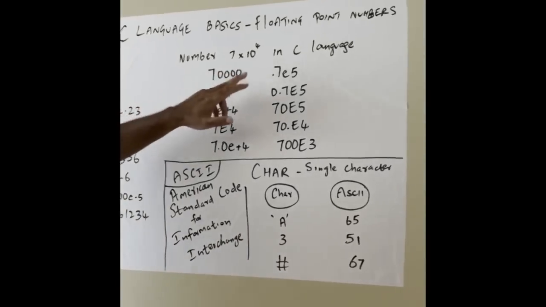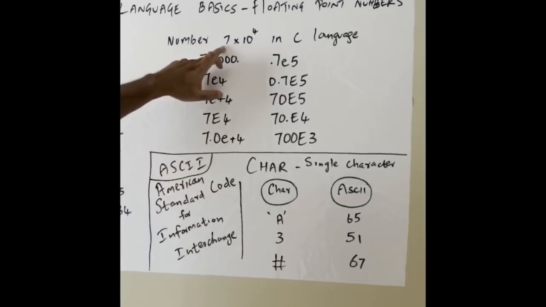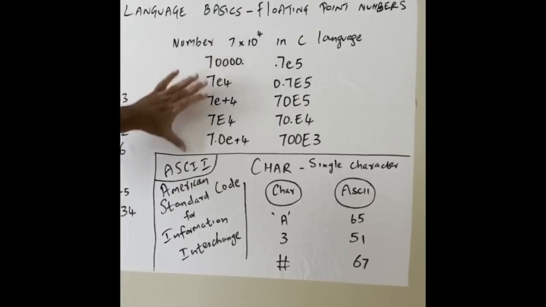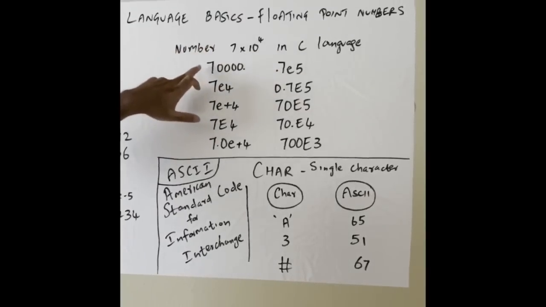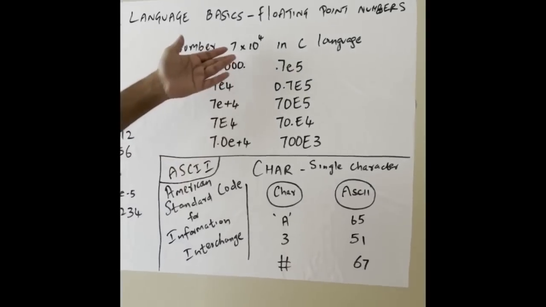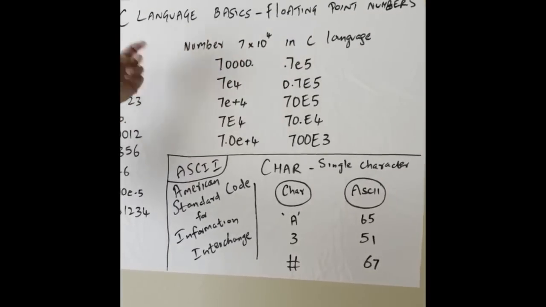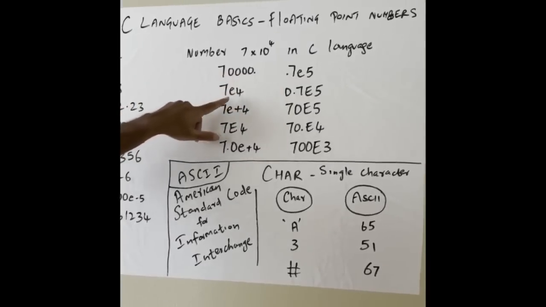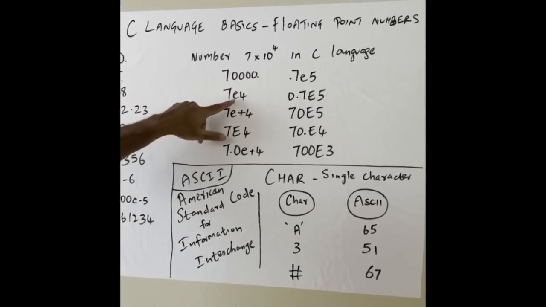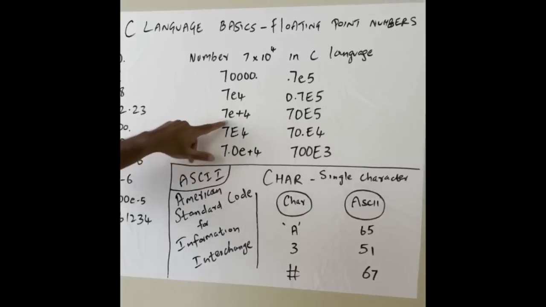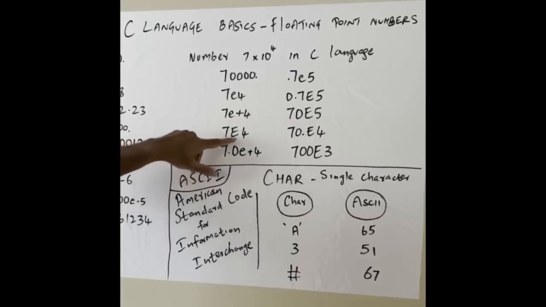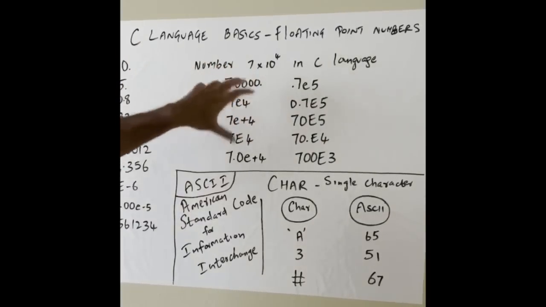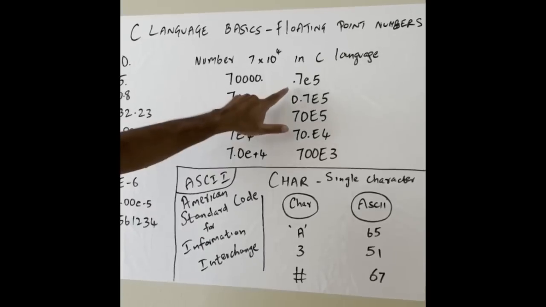And these are other examples. The same number, 7 times 10 to the power 4, can be expressed in different ways. These are all the same number. You can see how many different ways you can express this number. That's the power of C language. 70,000 dot, or 7e4, 7 times 10 to the power 4, or 7e+4. So C is so flexible, you can use different notations for the same number.